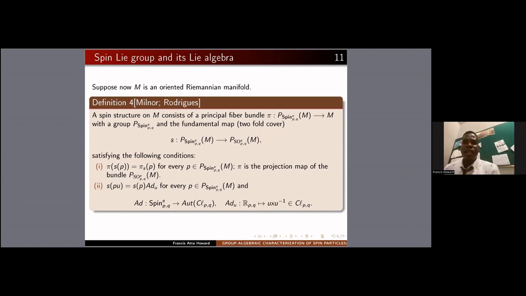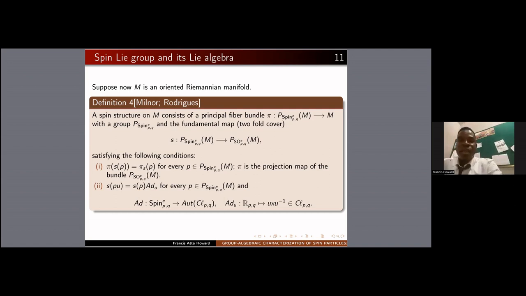So we have Rodrigues and Minor defining a spin structure on M consisting of a principal fiber bundle, pi, which is a map from the spin of M to M with a group spin PQ and a fundamental map, which is a two-fold cover. So we see for the mapping S, we have the spin of M maps into SO of M, which is a special orthogonal group. But here we are considering its frames, and we are also considering the orthogonal coframe bundles. So we look at the sections of the SOM, and we also consider the sections of the spin M. And we look at orthogonal frames differing by 2 pi rotations, which are distinct.